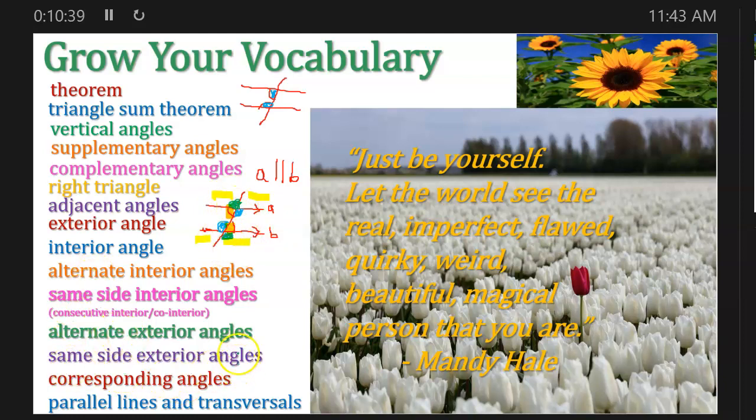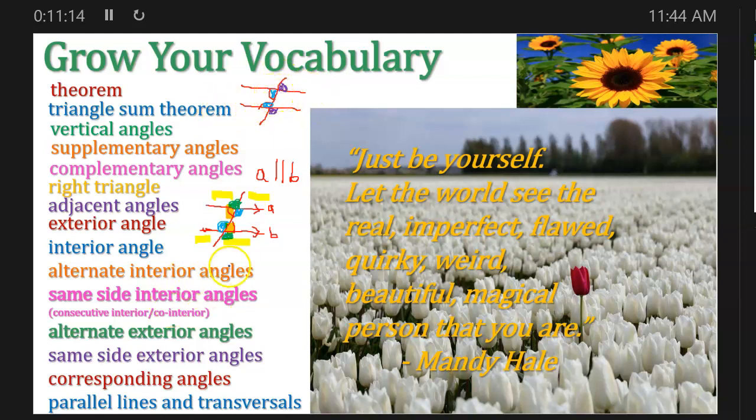Same side exterior angles, again, let me change my color. I think sometimes it's easier to see if you have a different color when you're doing this. So if I've got one here in purple, and then here, again, they're on the same side of that transversal, but on the exterior of your parallel lines. So they're same side exterior. Those are also going to be 180, just like the co-interior angles were.